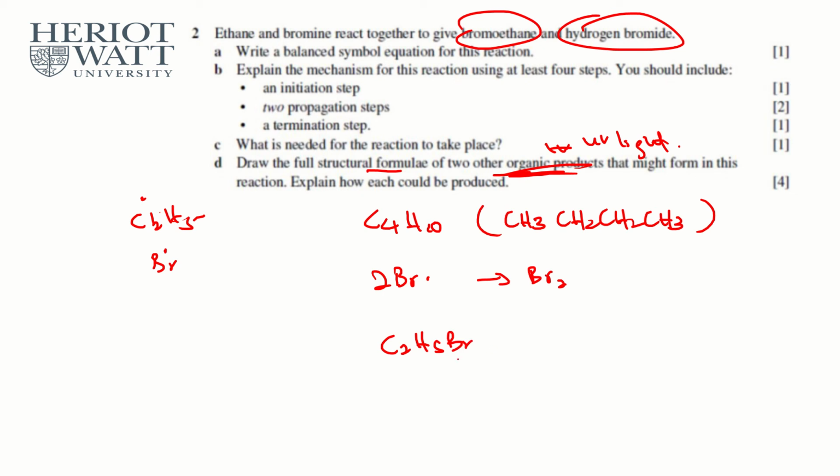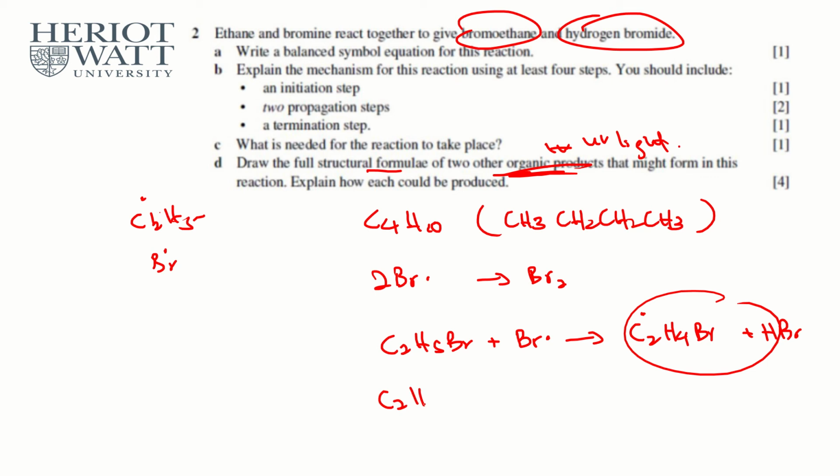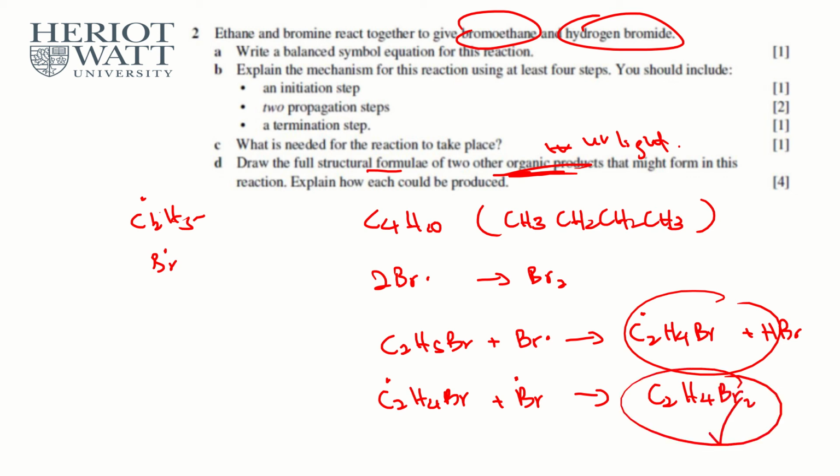C2H5Br as one of the products, and if the propagation step goes on, then these may change. Let's say, for example, it reacts with bromine radicals again, then you may get C2H4Br radicals plus HBr, right? So this is one of the possible propagation steps where we have another new radical here. So if two of these radicals combine, let's say I have C2H4Br radicals combined with Br radicals, then I shall get C2H4Br2. Yep, that's another possible organic product. You see that? So this is another organic product, this is another one, so they want two, that's enough.